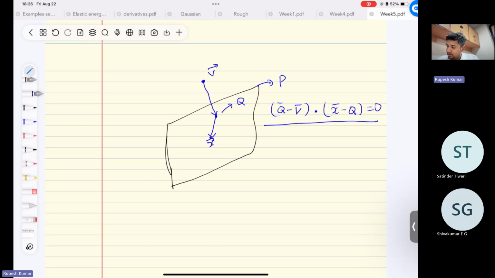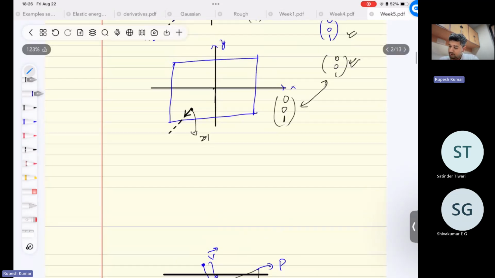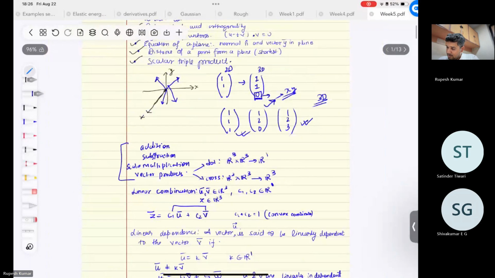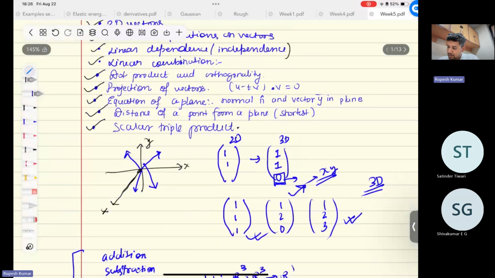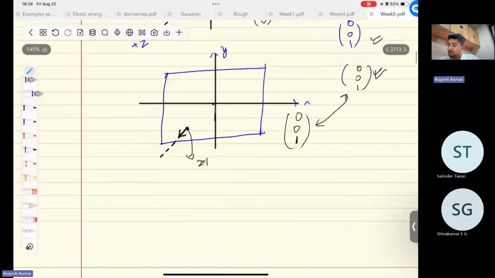Another piece of information is that in the plane equation, the plane at q has to be 0, right? This is essentially a representation of the plane. So you get two equations and you can solve for q. And then you can get the length of this vector. Then the scalar triple product, that's the last thing, right?